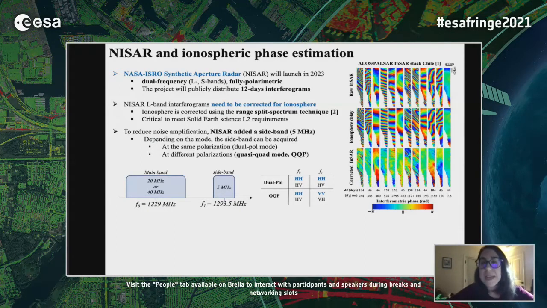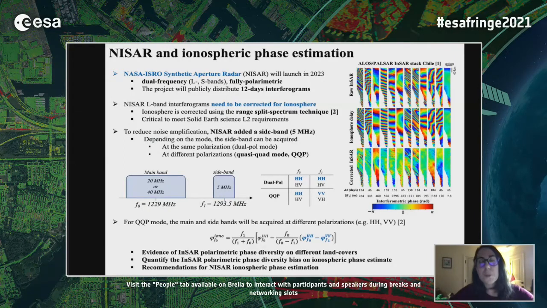For example, if the radar is transmitting in the so-called quasi-quad pole mode, where we transmit 2 dual pole modes in the upper and lower part of the spectrum, then the main band and the sideband will be acquired at a different polarization, for example, HH and VV. This means that for QQP repeat pass measurements, when we estimate the ionospheric phase screen using the split spectrum technique, we not only will have interferograms at 2 different center frequencies, but also 2 different polarizations.